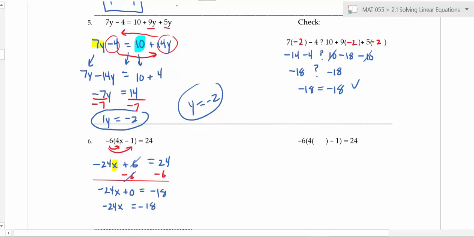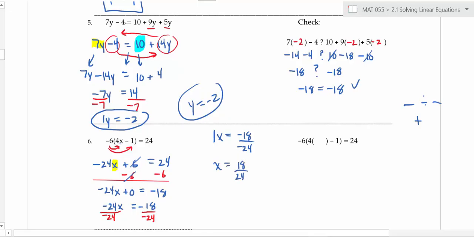Then you need to get x by itself, so you need to divide by the number in front. So divide by negative 24. And when you do that, that's going to end up giving you positive 1x, which is what you want. So we got 1x, and on the right side you have negative 18 over negative 24. Now two things go on this. When you divide two negatives, we know a negative divided by a negative is a positive. So you get x equals 18 over 24.